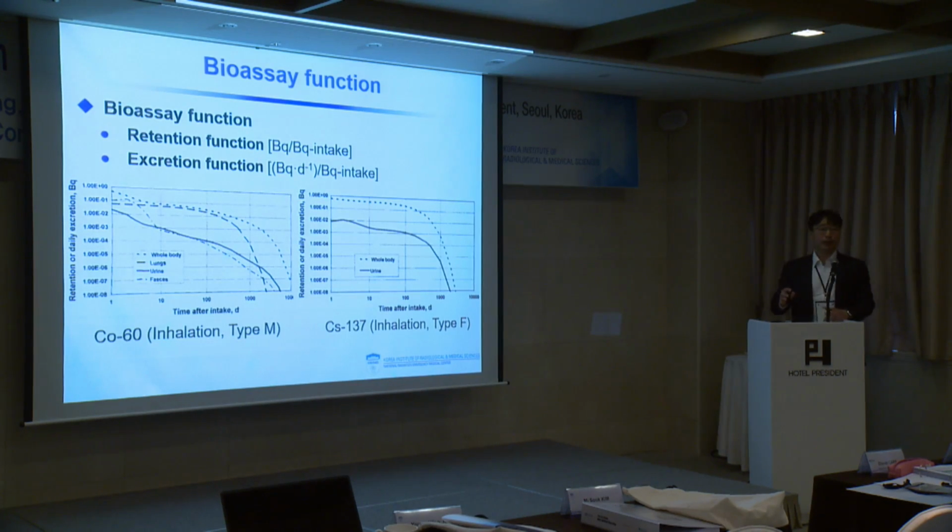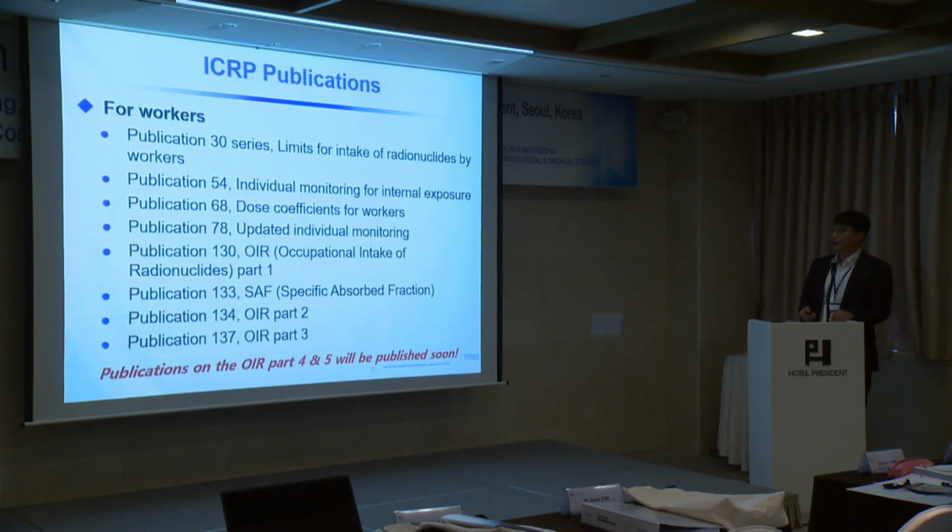If you apply the direct measurement method, you have to use the retention function. And if you use the indirect measurement method, like urine bioassay, you have to apply the excretion function to determine the intake value. And these graphs show you the bioassay functions of cobalt-60 and cesium-137 provided from ICRP 78.